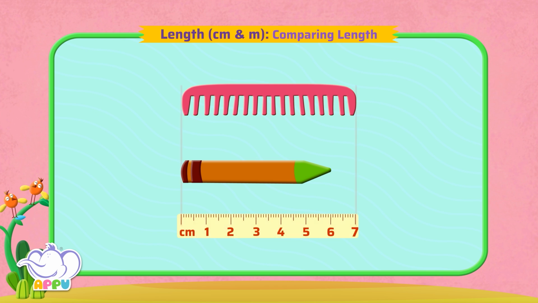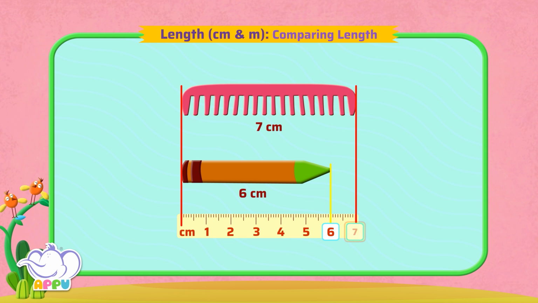Let's measure the comb. The length of the comb is 7 centimeters. Let's measure the crayon. The length of the crayon is 6 centimeters.